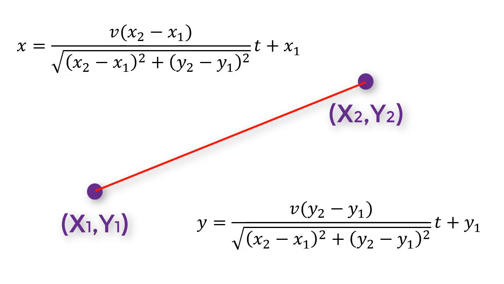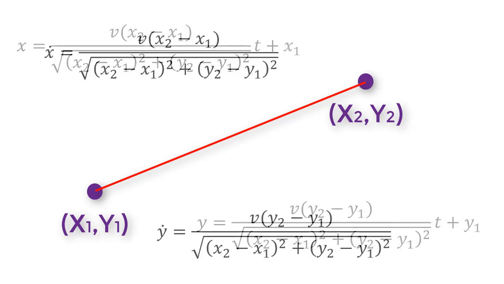So now that we have the parametric equation for the path that we want the end effector to follow, it's time to do the trajectory generation step. In order to do that, we're going to take the time derivative of x and y to get x dot and y dot.